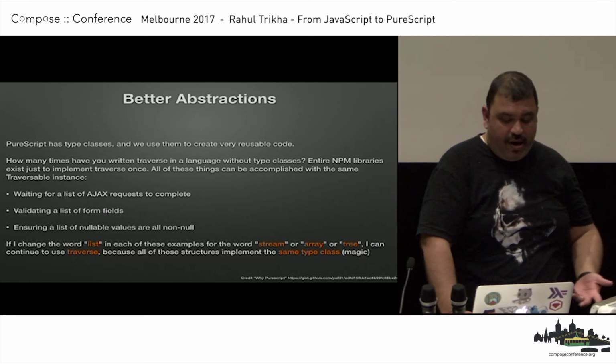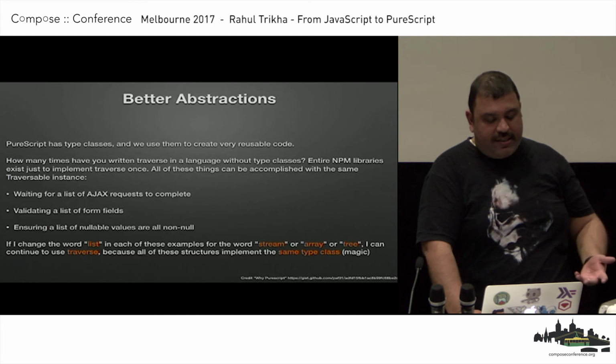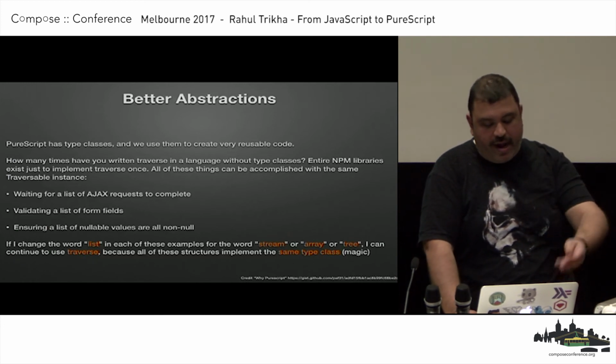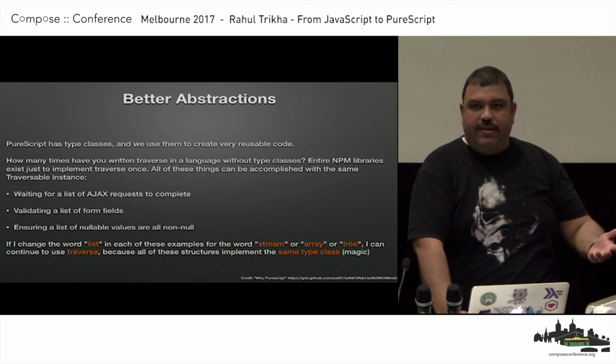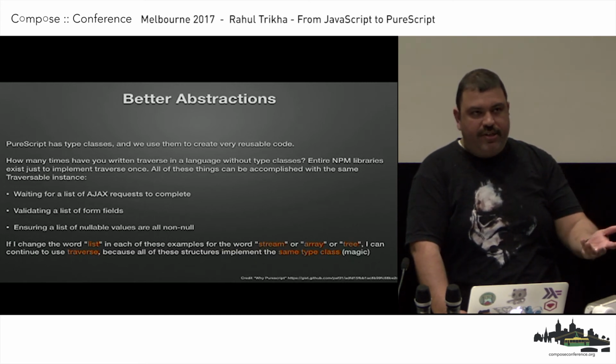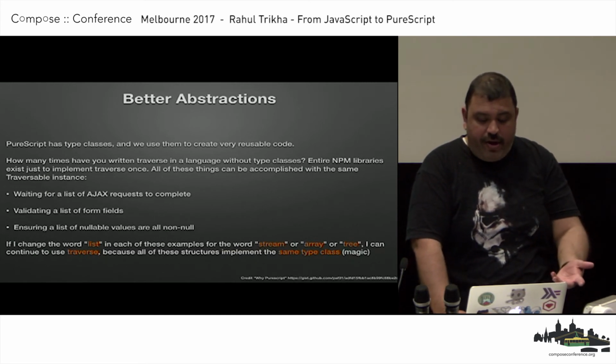And this actually gives a real power, right? So then you can say, hey, all these things were lists of items, but what about streams? What about arrays? What about trees? I can still use Traversable to make them useful. And this is very, very useful.